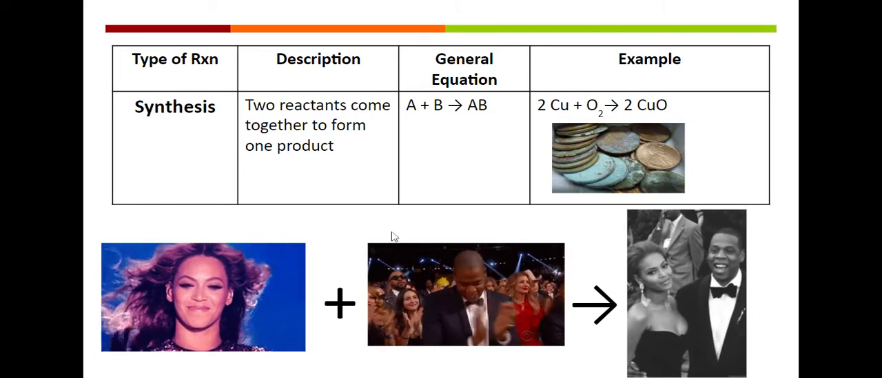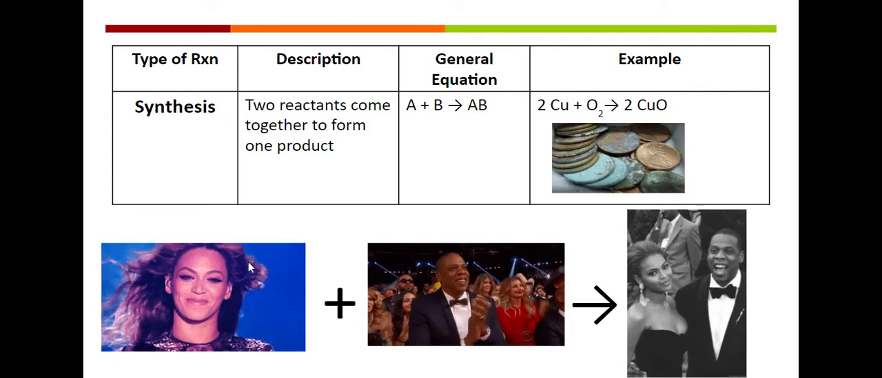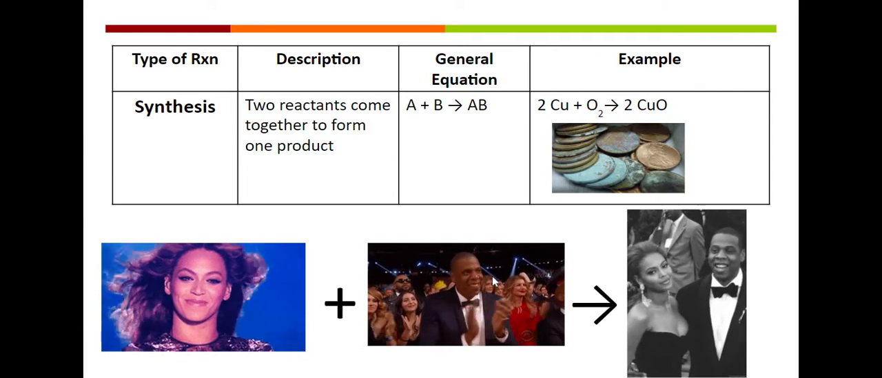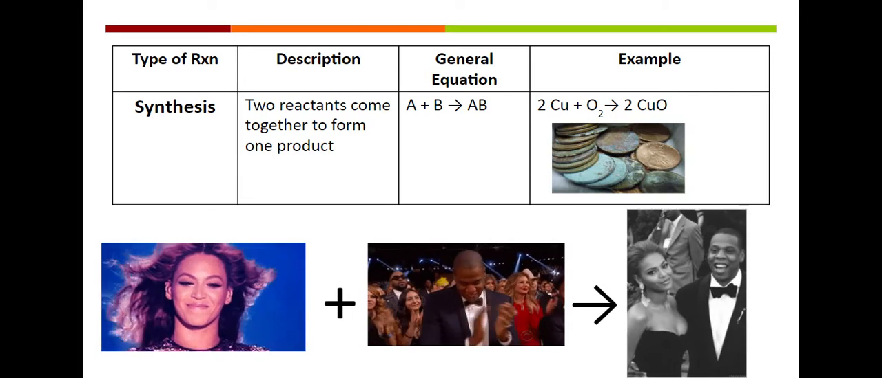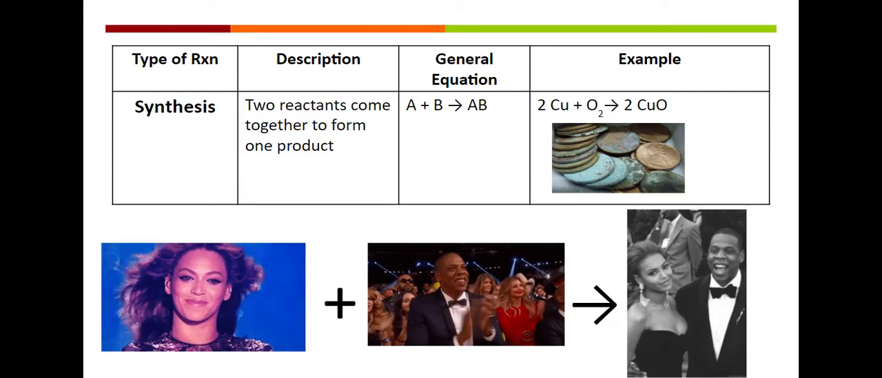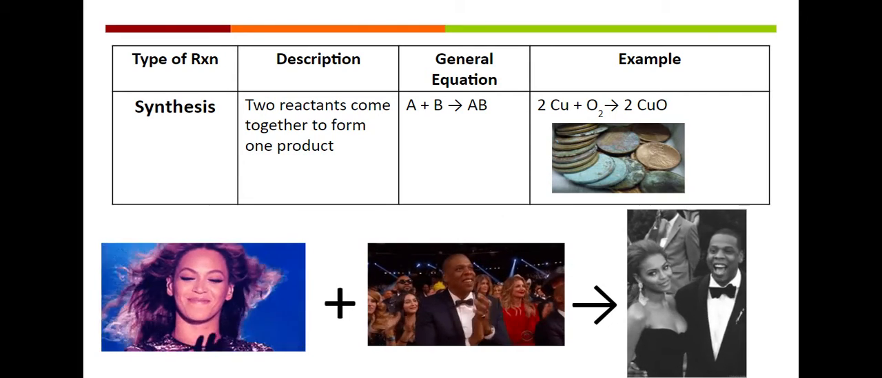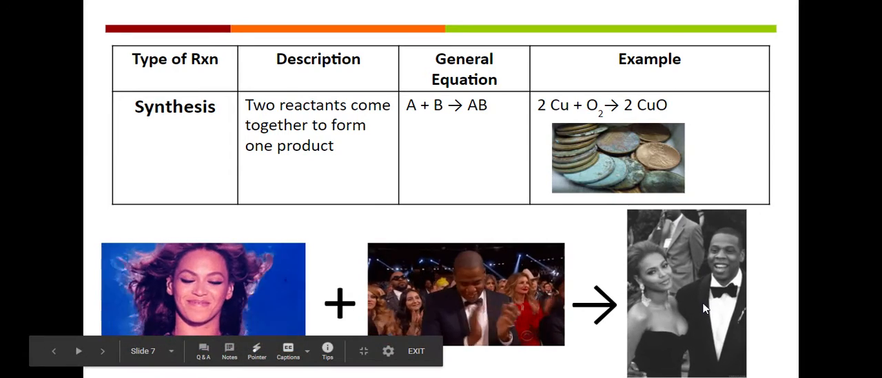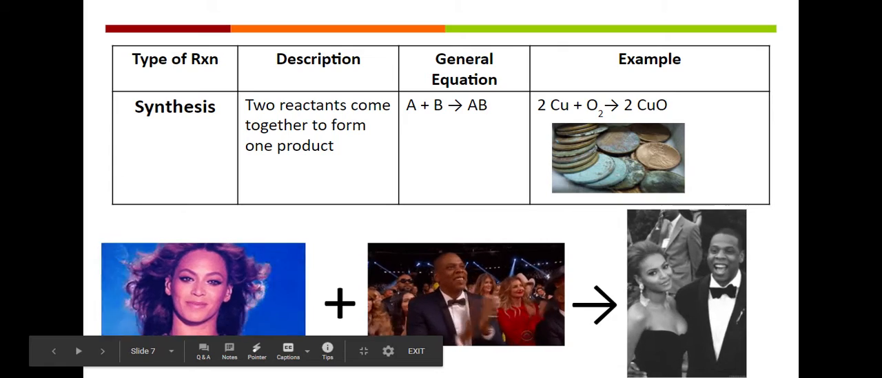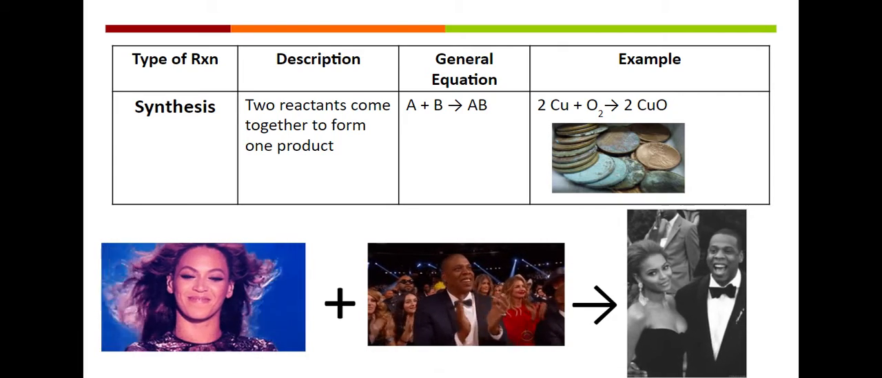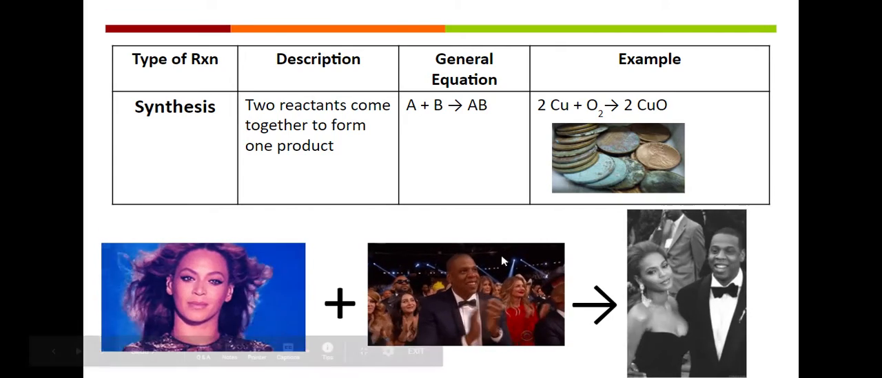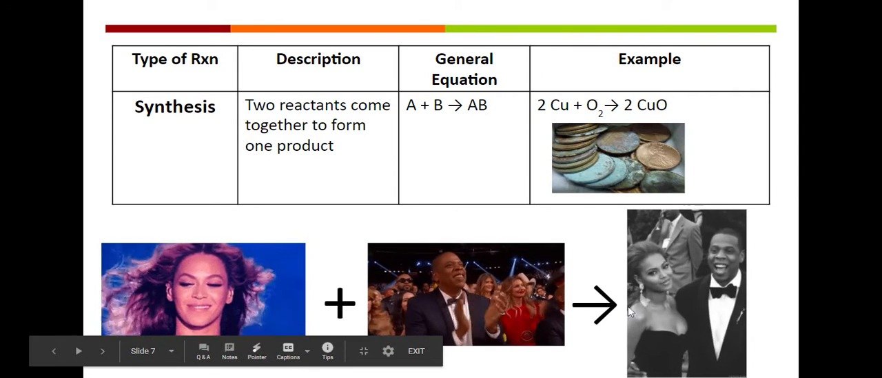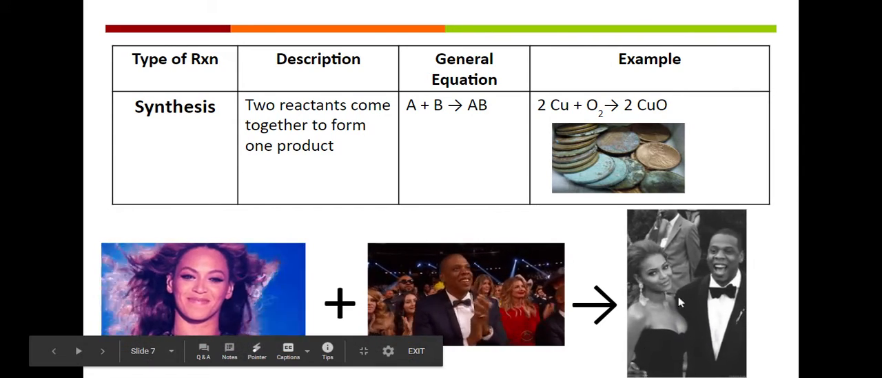One of our real life examples down here in gif form, we have Beyonce and we have Jay-Z. They're great individuals. They're showstoppers. They make great music, right? They're power individuals by themselves. And then they synthesize and they become one, aka they got married, they've created a family. Okay? So Beyonce is A, Jay-Z is B. Together, they form AB.